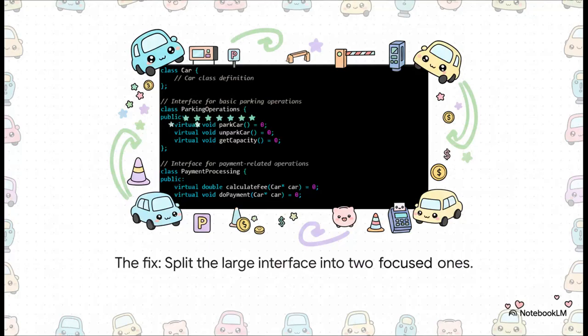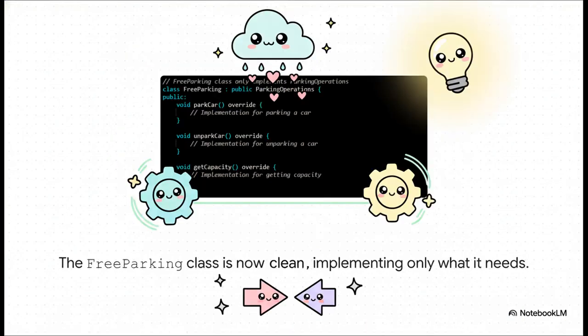That's it. And here is that solution in action. We've taken our one parking lot interface and split it right down the middle into 2. Parking operations for the physical job of parking cars and payment processing for handling the money. Each one is small, focused, and does one thing really well. And just look at the result.